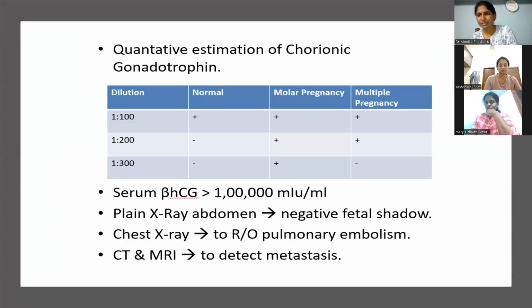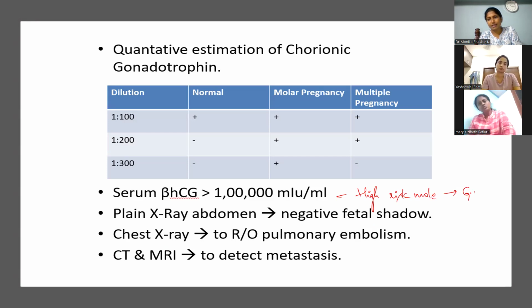Next, I told you that there might be some elevation of beta HCG. So if there is more beta HCG, the level of beta HCG should be checked. Pre-evacuation, you will check the beta HCG, and if it is more than 1 lakh, it is called a high risk mole. Why is it called a high risk mole? Because the chances of development of GTN are high. Because of the increased risk of GTN, you call it a high risk mole.